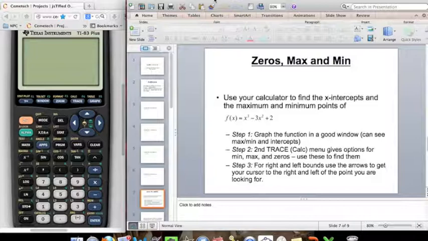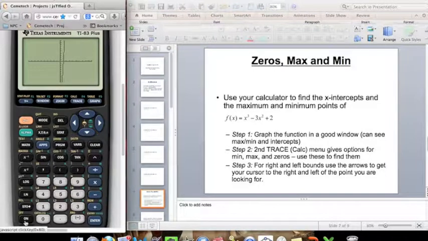The second part of our assignment then we're going to be doing on the graphing calculator. We're going to use our calculator to find the x-intercepts and the maximum and the minimum points of a certain graph. So what we need to do first is graph it. So the other day we learned to graph. We're going to go into our y equals. We're going to clear what is in there and type in our new equation.